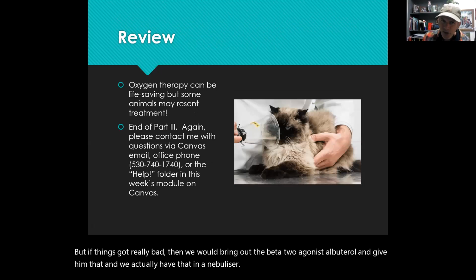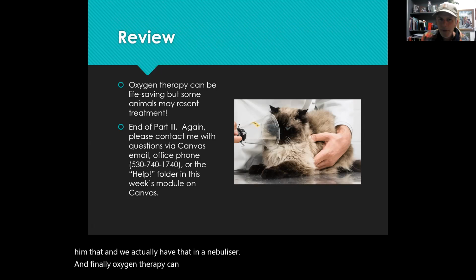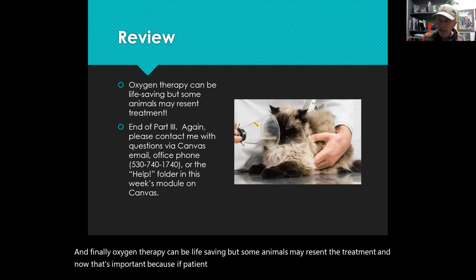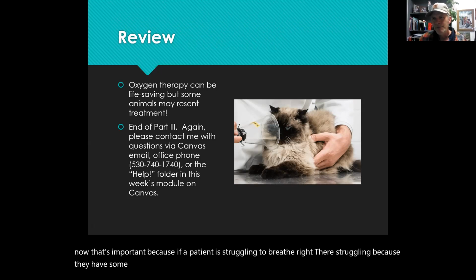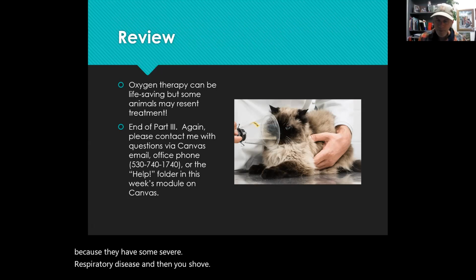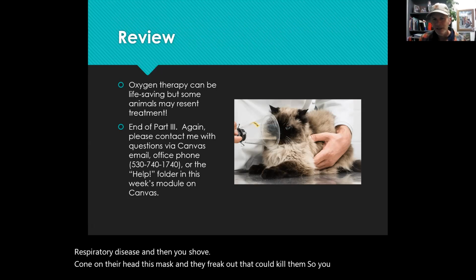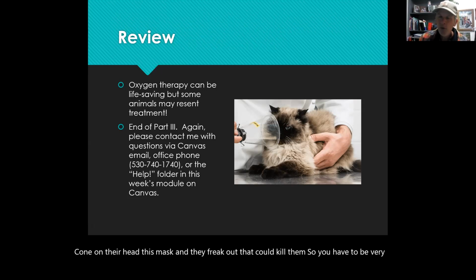And finally, oxygen therapy can be life-saving, but some animals may resent the treatment. And that's important because if a patient is struggling to breathe, because they have some severe respiratory disease, and then you shove this cone on their head, this mask, and they freak out, that could kill them. So we have to be very, very diplomatic when we use oxygen for some patients.